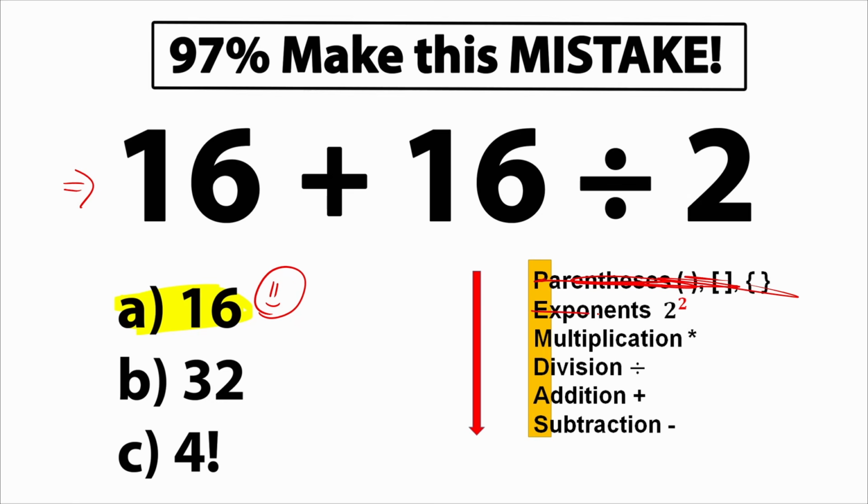What about exponents? We don't have exponents. Let me just erase all of this stuff. What about the multiplication and division group? We don't have multiplication. We have only division. So here's our first step. We have division, so let me just underline this division part.